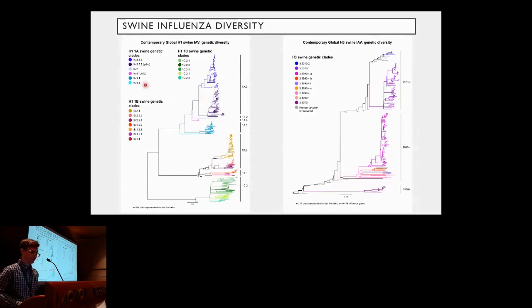The two figures here are for the H1 subtype in swine and the H3 subtype in swine. The different colors represent antigenically distinct clades that are co-circulating. I think this is just a 6-month window of submissions. So we're getting lots of different clades in H1s and also some more diversity in the H3s.